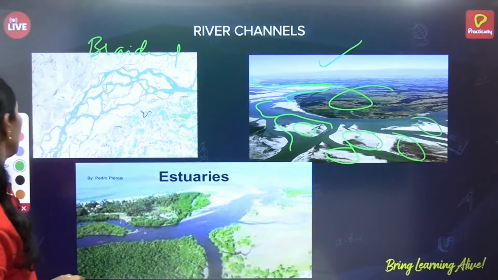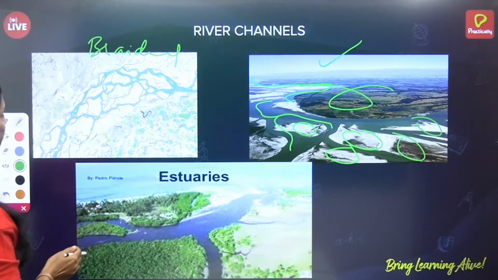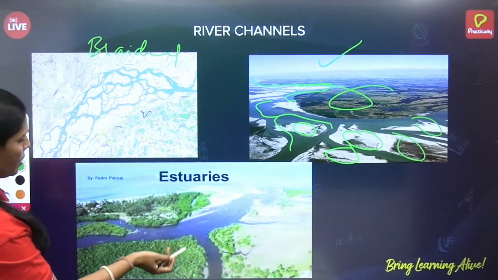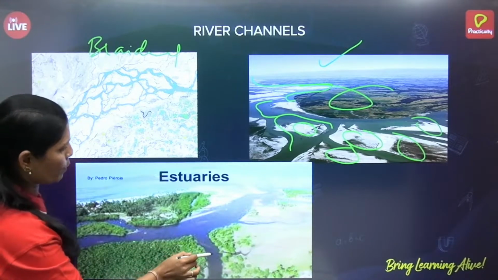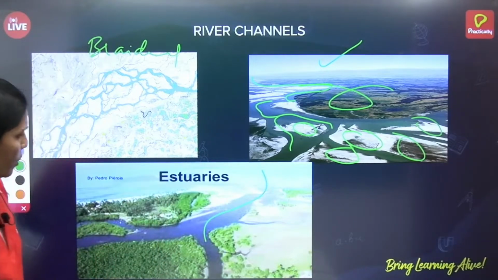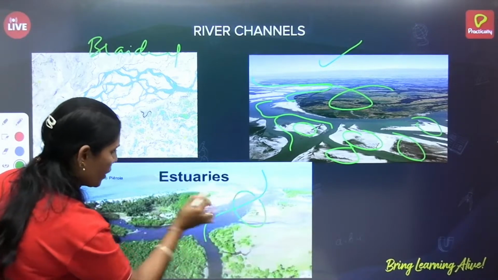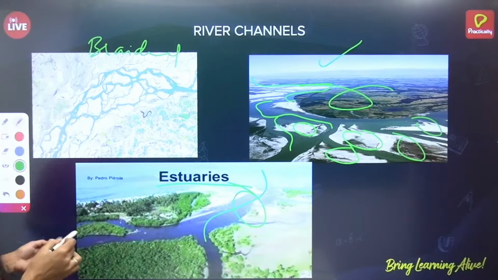Manjuli was the biggest riverine land, and this is an estuary. I just told you, some of the rivers directly join with the sea. You can see how the river joins directly into the sea. So this type of category is called estuaries.